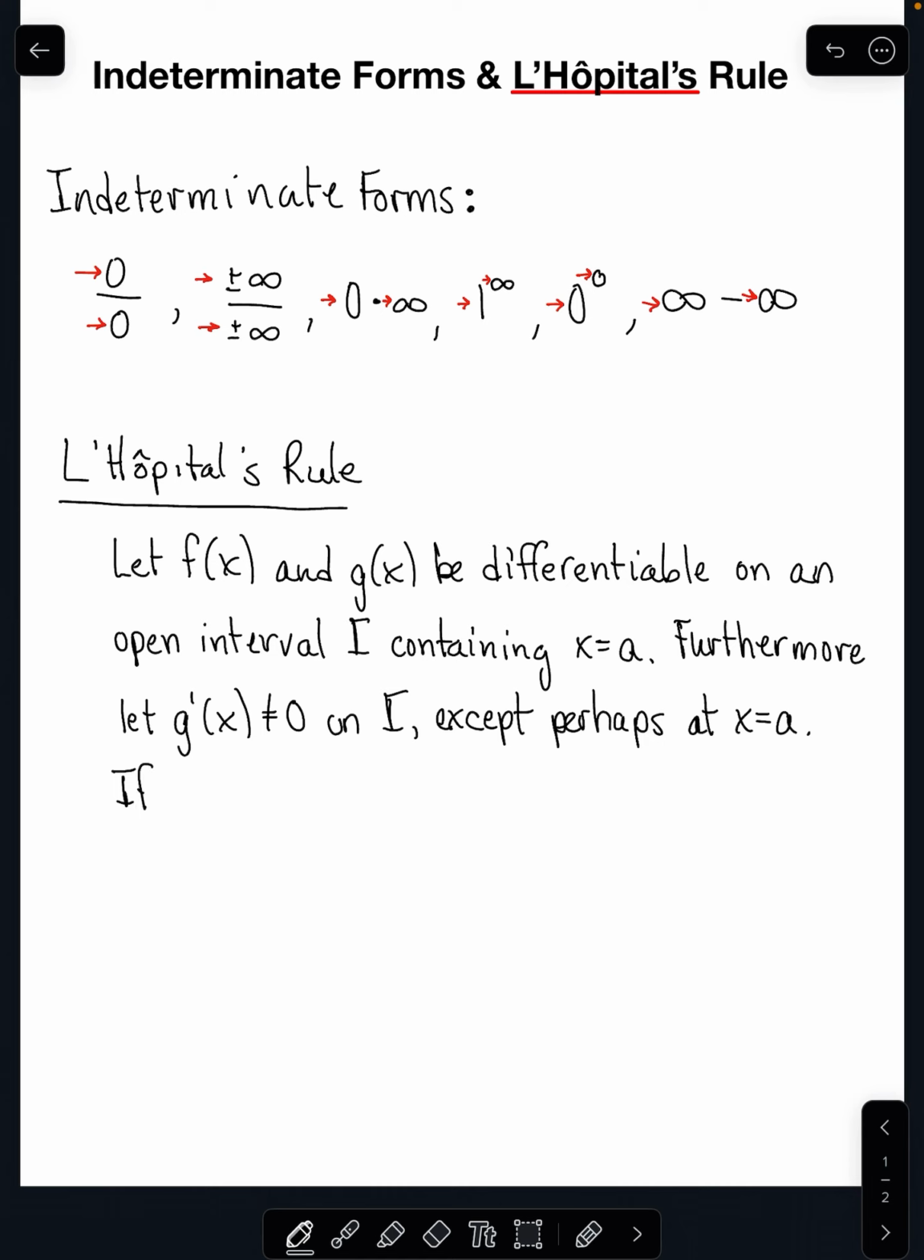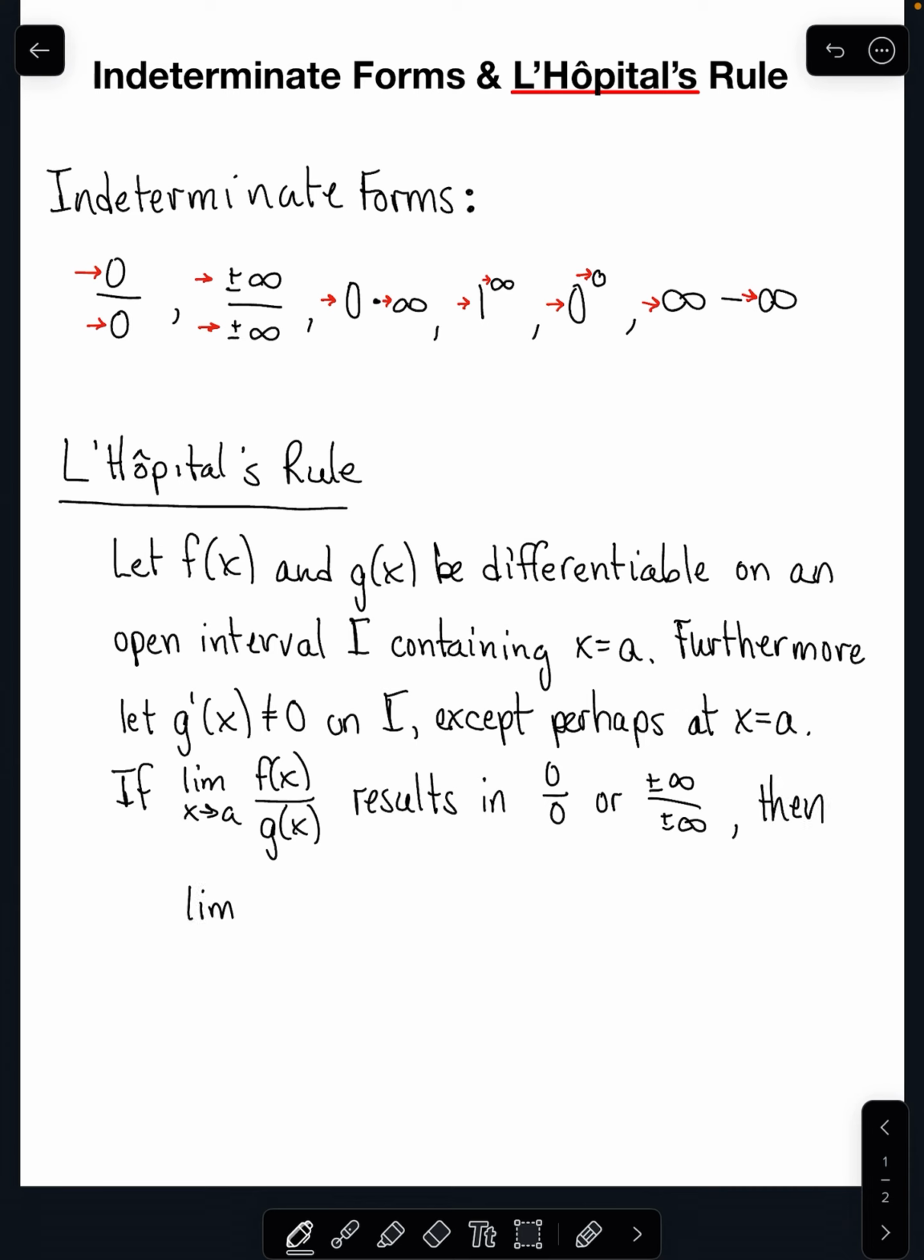So if the limit as x approaches a of f of x over g of x results in an indeterminate form, 0 over 0, or infinity over infinity, where we can have positives or negatives in the top or bottom, then the limit of the two functions is actually equal to the limit as x approaches a of their derivatives in ratio to each other.